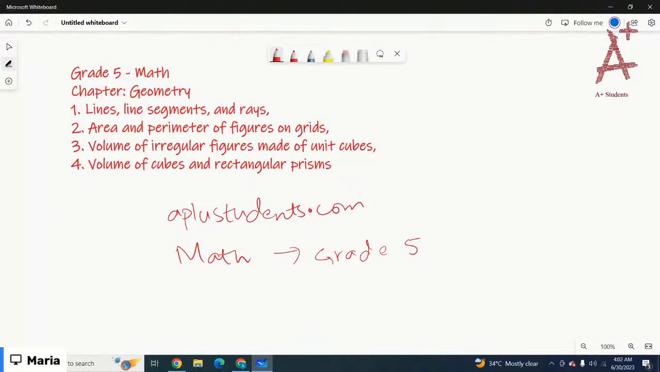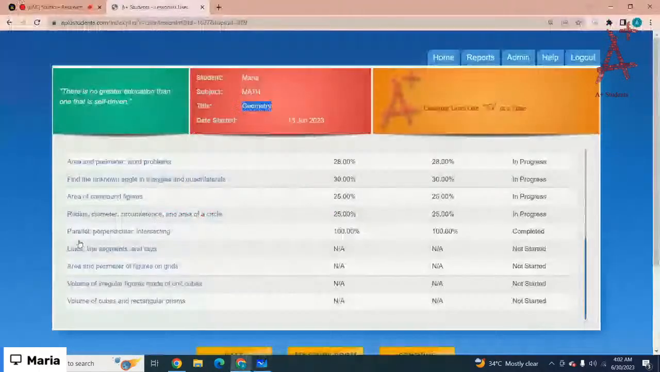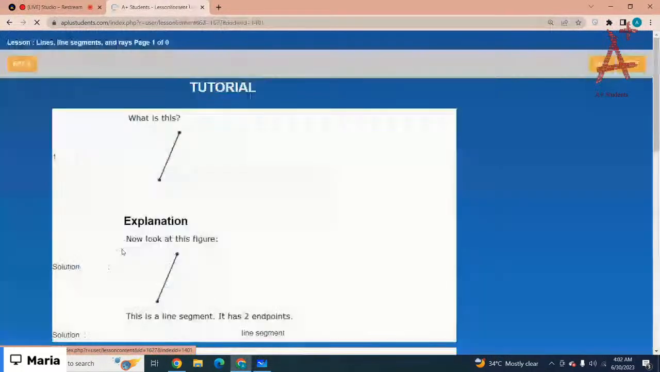We're going to start with the chapter geometry, and the lessons we're going to cover are line, segments and rays, area and perimeter of figures on the grid, volume of irregular figures made of unit cubes, volume of cubes and rectangular prisms. So let's just start with the chapter geometry grade 5 math. Okay, let's start with the lesson line, segment and rays.